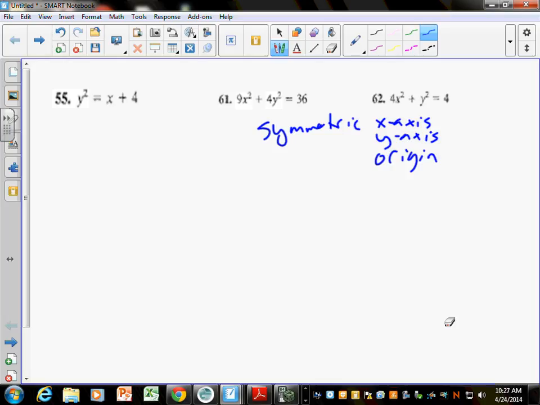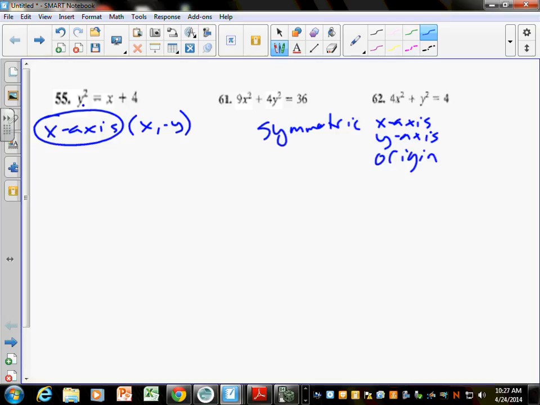On this one, you have to actually know what you're checking. If you're checking for x-axis symmetry, you check that if you change the y, so x stays the same but you change the y, it still works. So that one is symmetric with the x-axis, because if I plug in a negative y, it works. That's the only one that 55 is symmetric with, because if you change the x to negative, it doesn't work.